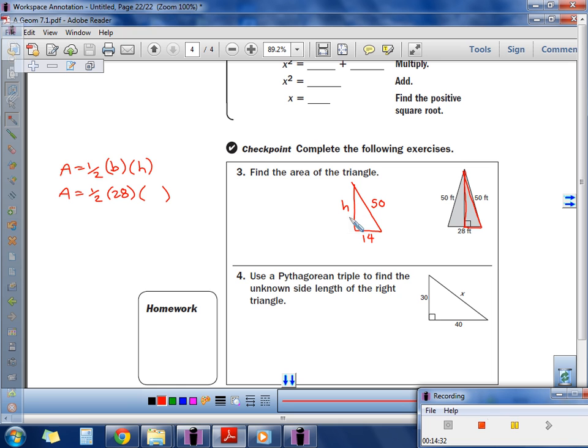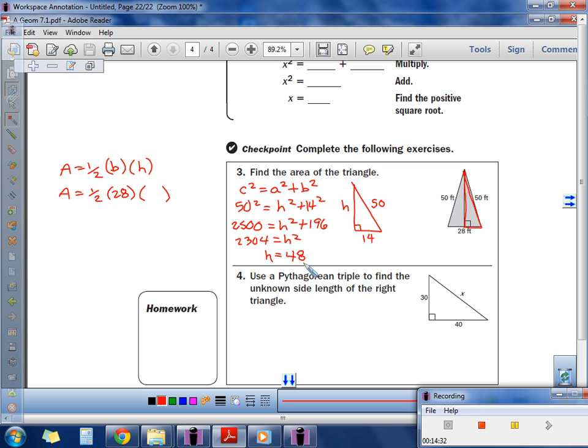Remember, when you're using Pythagorean theorem, you always start with the longest side first, your hypotenuse, which is 50. And then you can bring over your other terms. So 50 squared is 2,500. 14 squared is 196. Subtract 196 from each side, and you get 2,304. We know how to get rid of squaring a term. The opposite is square rooting. So when I square root each side, I end up with the height is 48.